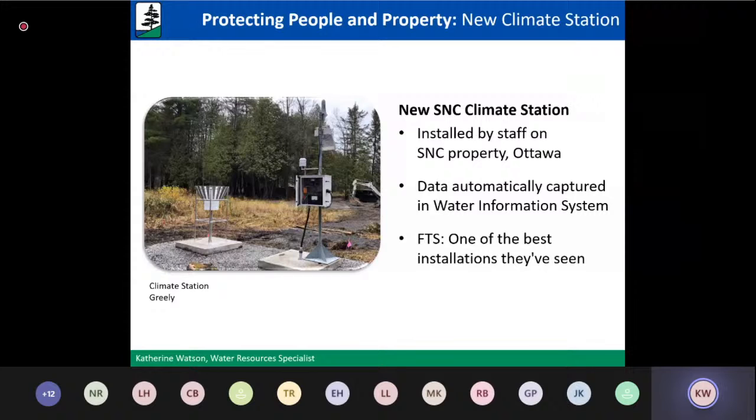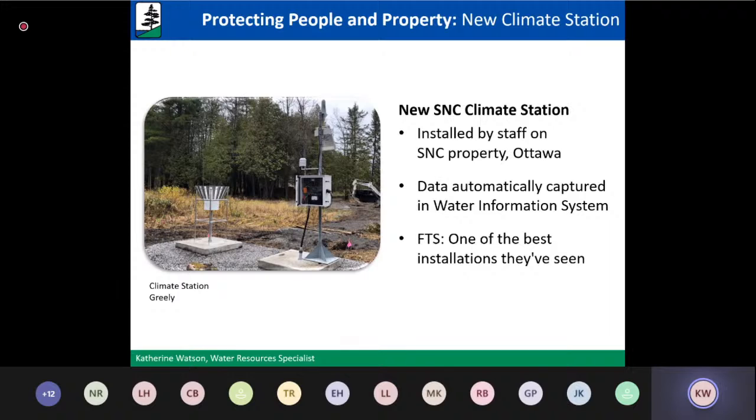I know this station actually is on the border of South Nation and Rideau Valley jurisdiction. So I know our friends at Rideau Valley will also be filling in a data gap by using this station. And I did want to point out that we forwarded photos to FTS, the supplier of the equipment, and they commented to us that it's one of the best installations that they've seen. They've requested some photos that they can feature. So I don't know if anybody has any questions on that.